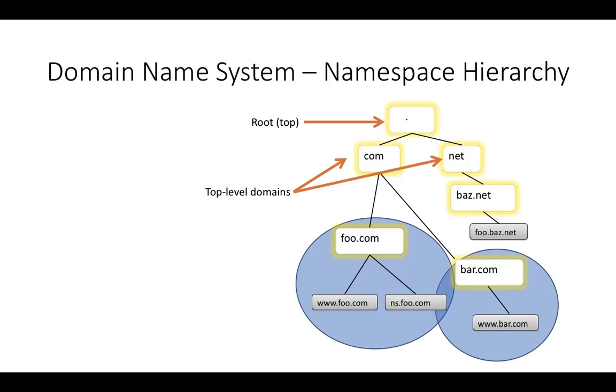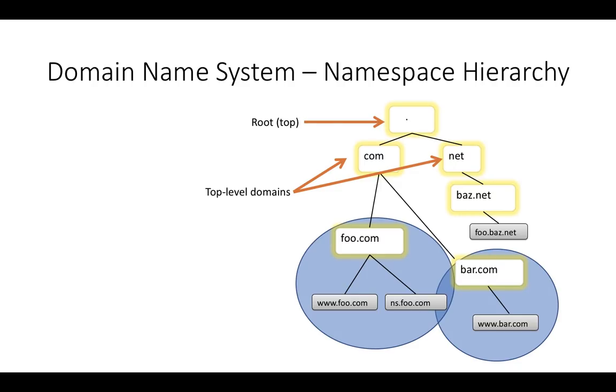Same thing with bar.com. You can see a blue circle around that bar.com to indicate that www.bar.com is under the same administrative responsibility as bar.com. And we would call these zones. And I could similarly draw one over just com or over just net. Or again, I could draw another one over baz.net and foo.baz.net, assuming that those are a single administrative responsibility for that given namespace. And again, we call that a DNS zone.